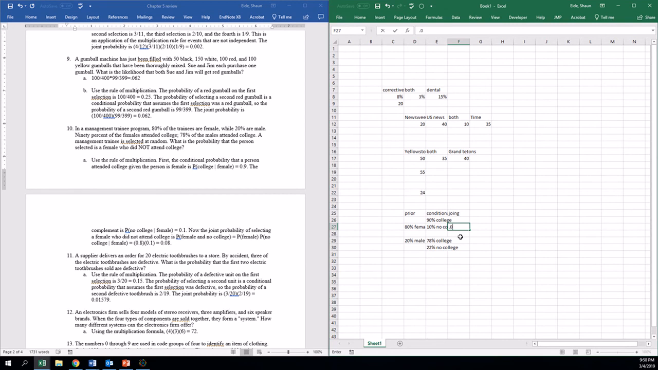And if we wanted to determine all of these, you can do 0.8 multiplied by 0.9, which gives you 0.72, and then 0.2 multiplied by 0.78, and then 0.2 multiplied by 0.22. So we've got all the joint probabilities right here. So this right here is the joint probability of randomly selecting a female who has not attended college. And there's more information in here with conditional, and so on and so forth.